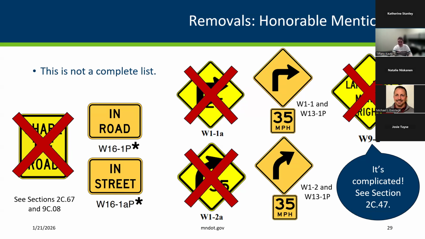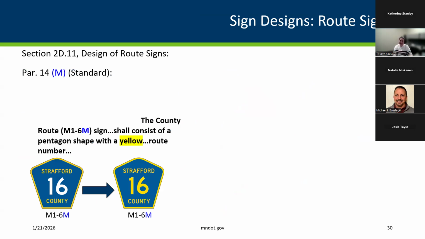So that's all I have for removals, but now let's talk about some sign designs. The first one I wanted to talk about is the blue pentagons that are used as a county route sign. So the first thing for the blue pentagon is that the white route number will now need to be yellow to match the national standard.